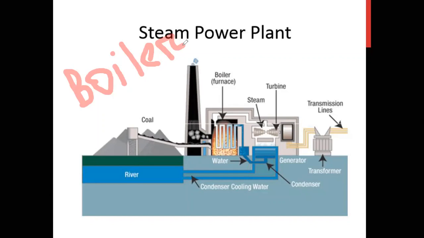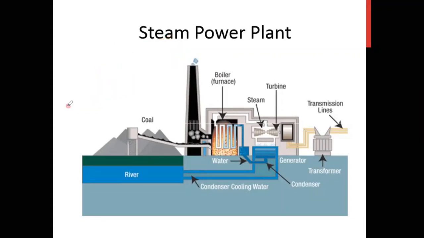In a steam power plant, the main thing is steam. So what is steam? Steam is just the gaseous state of water. And what is the boiler? In the boiler we make steam from water. We give heat to the water in the boiler, and the water becomes steam. So the first thing is boiler.